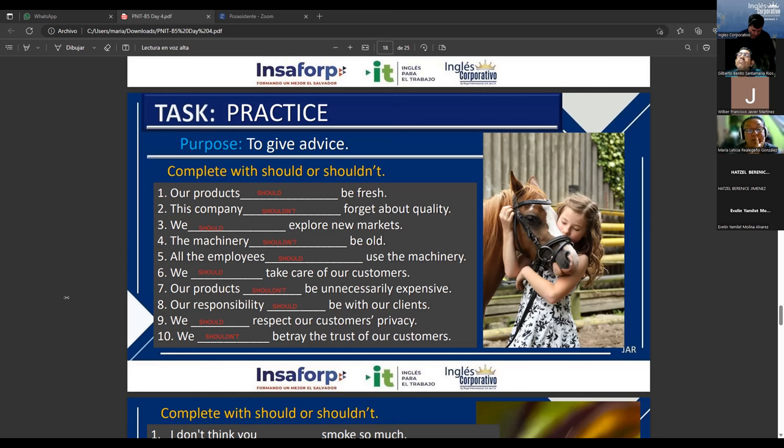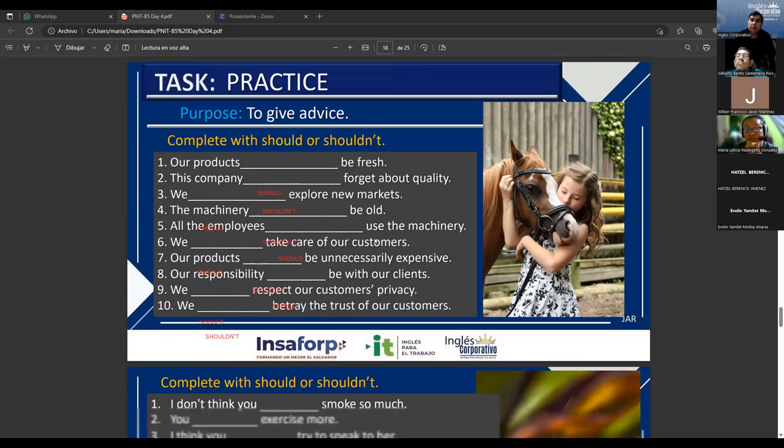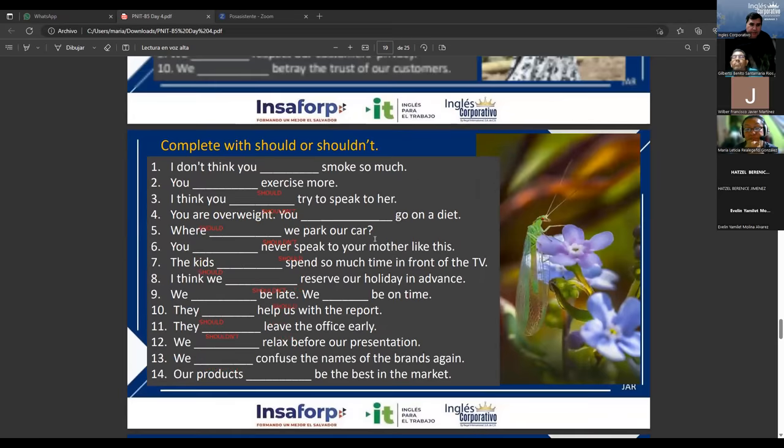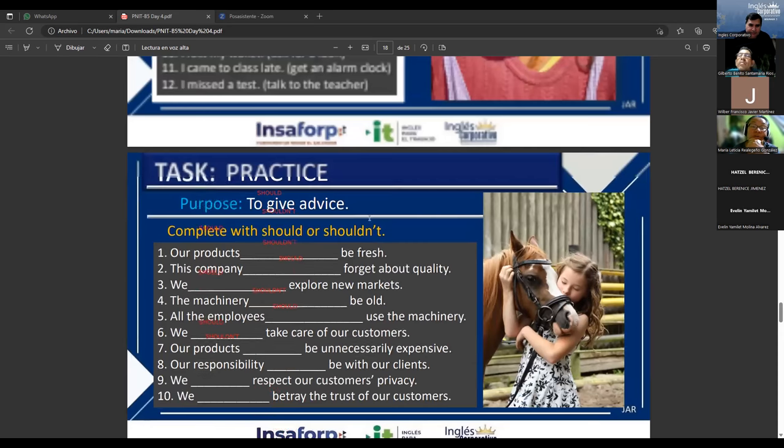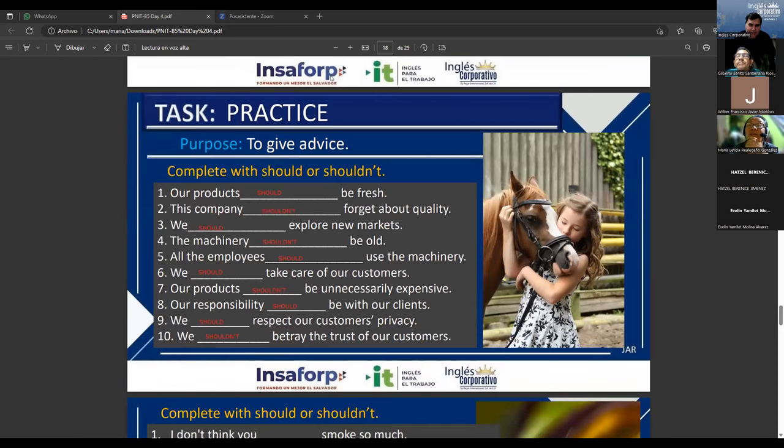What is the next? Hay otra. We have other one. La siguiente también, ¿verdad, teacher? Borraré. You have the answers already.